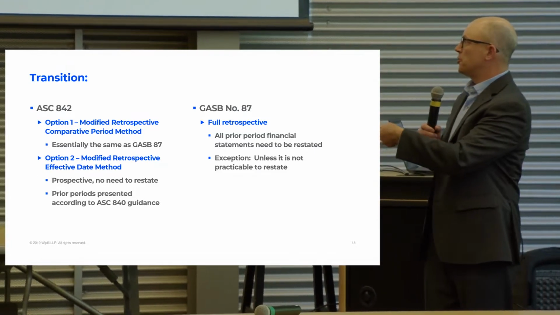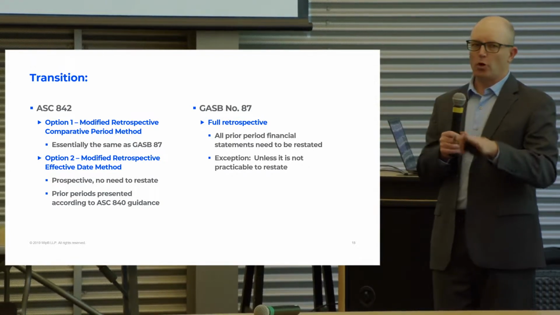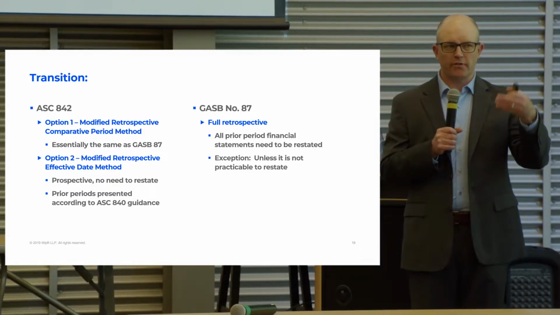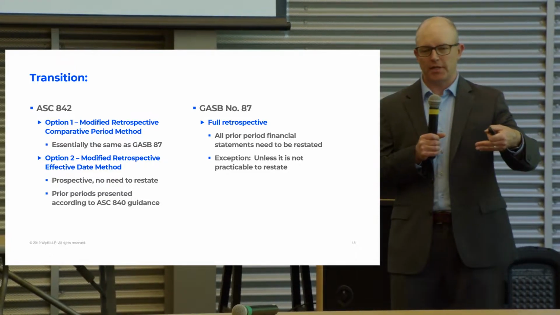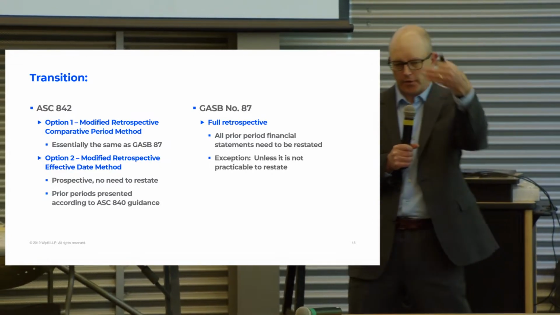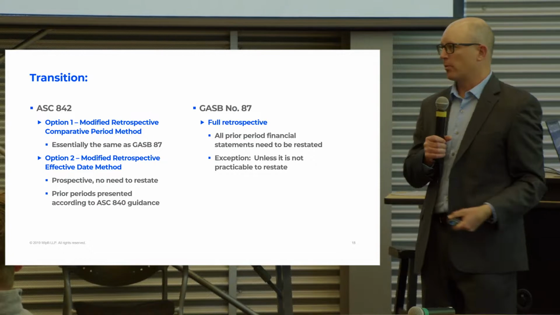Option 2 is easier because you don't have to reopen closed periods and figure out what happened in the past. But your notes to the financial statements might be a little bit longer, because you have to have one set of notes for 2021 and ASC 840, and then another set of notes for 842.